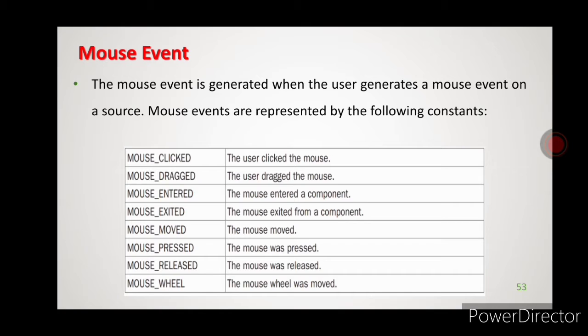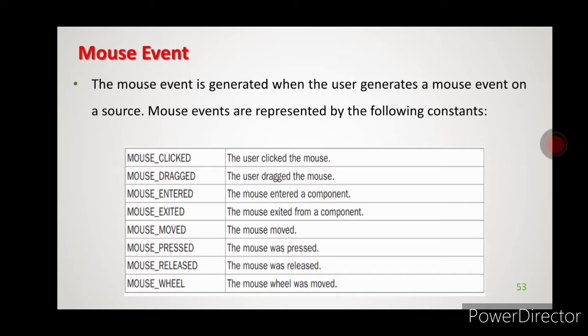A mouse event is generated when the user generates a mouse event on a source. For example, the source here is a button or a text field, that is, a component or event source on which the user generates a mouse event. The cases in which mouse events are generated on event sources, or components, are represented by the following constants.